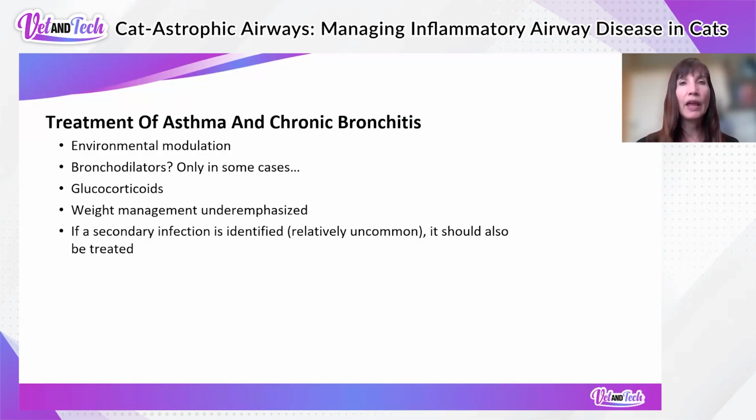Bronchodilators, and I want to get away from the potential misconception that any cat with inflammatory airway disease must have a bronchodilator. They have their place, and it's not in every scenario. We'll talk about that. Glucocorticoids, that is the mainstay of therapy. So at this time, the most important drug that you can give to a cat with inflammatory airway disease is a steroid. Weight management, we always have to focus on that. I think that's one of the things that we have been not emphasizing as much in our treatment plans.